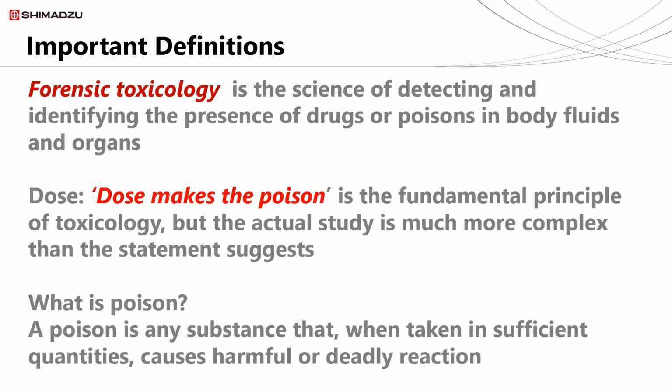Now let us see some important definitions. What is forensic toxicology? Forensic toxicology is the science of detecting and identifying the presence of drugs or poisons in body fluids or in organs. Then what is dose? Dose makes the poison. This is the fundamental principle of toxicology, but the actual study is much more complex than this simple statement. Now, what is poison? The definition of poison is any substance that, when taken in sufficient quantities, causes harmful effect or deadly reaction. But how much is too much and how little is too little is a very important part, and that is where sophisticated instruments like LCMS and GCMS play a very important role in toxicological analysis.